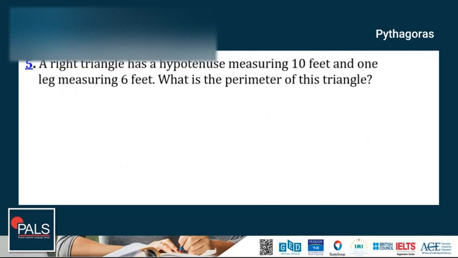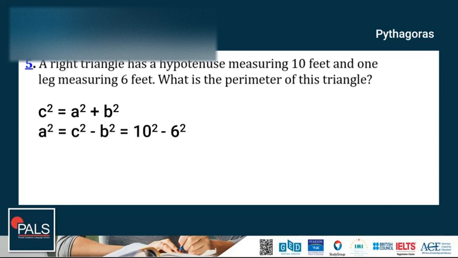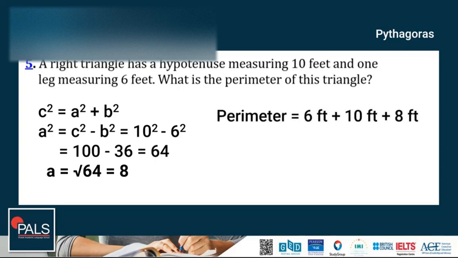Number 5. A right triangle has a hypotenuse measuring 10 feet and one leg measuring 6 feet. What is the perimeter of this triangle? Perimeter is the total length of all the sides. So there are 3 sides. We already have the longest side, the hypotenuse, which is 10 feet, and one leg, which is 6 feet. So we just need to find the other leg. Using the formula, c squared is equal to a squared plus b squared. Since we are looking for one of the legs, a squared is equal to c squared minus b squared, which is 10 squared minus 6 squared, equal to 100 minus 36, which is 64. And the square root of 64 is 8. So the perimeter is 6 feet plus 10 feet plus 8 feet, a total of 24.